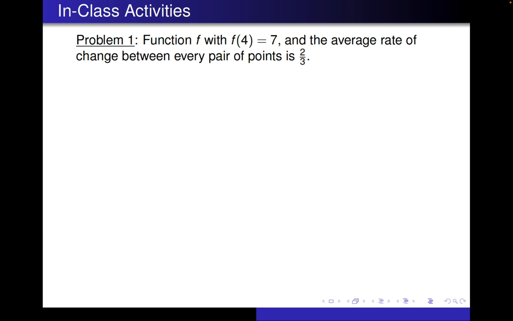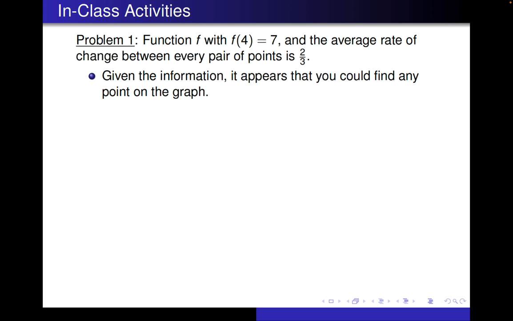So first of all, let's think about that first problem that you did on the in-class activities. What you were given was a function f where f of 4 was equal to 7, and the average rate of change between every single pair of points is 2/3. One of the things you notice is that, given the information, by doing a little bit of algebra, a few computations, you could find any point on the graph. So knowing that f of 4 was equal to 7 and that the rate of change was always 2/3 could enable you to find any point on the graph. And the second thing is when you plotted some of those points that you found, the graph appears to be a straight line.